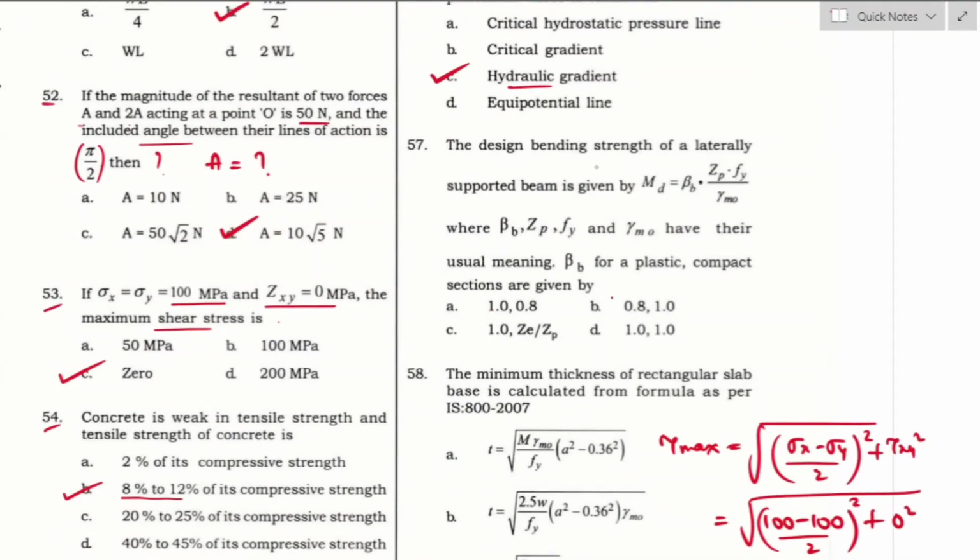Question number 57. The design bending strength of a laterally supported beam is given by MD is equal to beta B Zp Fy by gamma M naught, where beta B, Zp, Fy and gamma M naught have their usual meaning. Beta B for plastic and compact sections is given by 1. Option D is the right answer. For both the plastic and compact section, beta B value is 1.